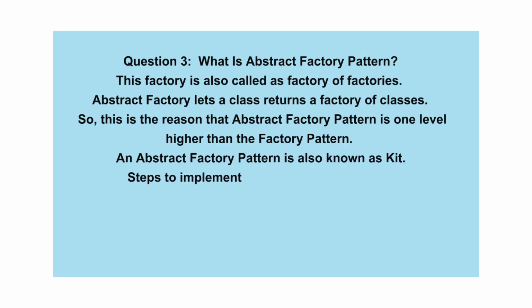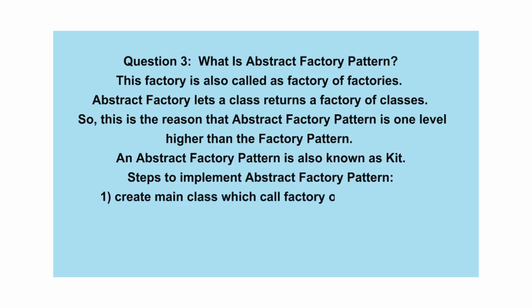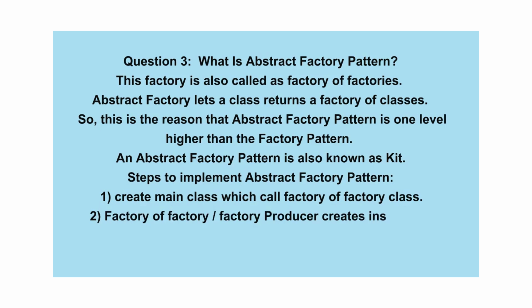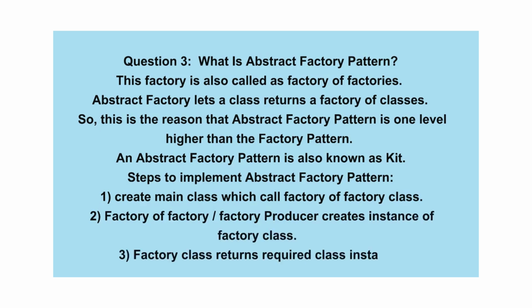Steps to implement abstract factory pattern. 1. Create main class which calls factory of factory class. Point 2. Factory of factory. Factory producer creates instance of factory class. Point 3. Factory class returns required class instance.